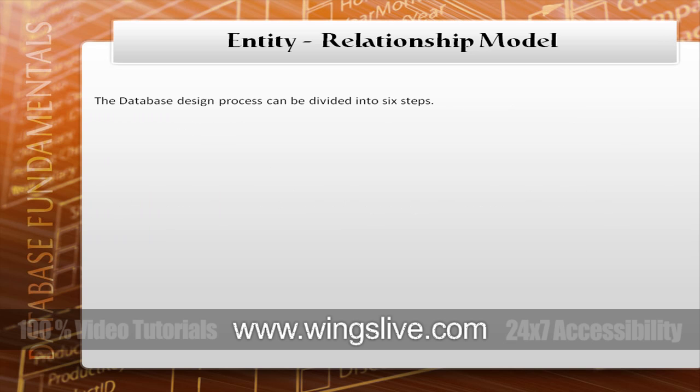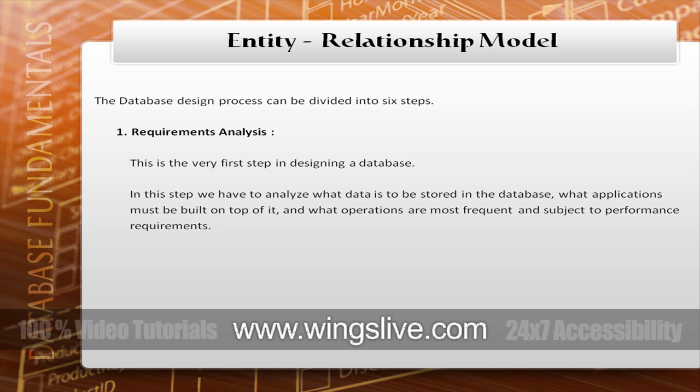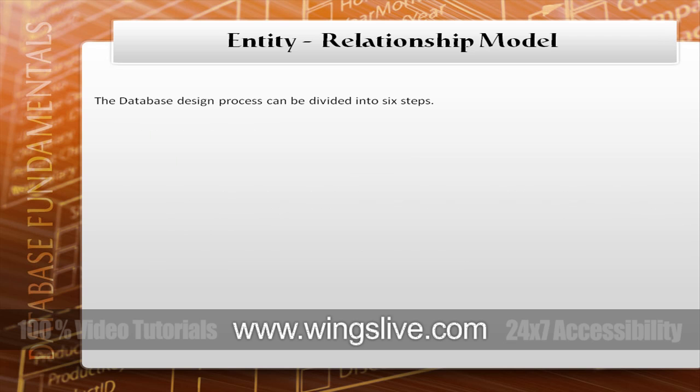Now generally, the database design process can be divided into 6 steps, and they are: 1. Requirement analysis. This is the very first step in designing a database. In this step, we have to analyze what data is to be stored in the database, what applications must be built on top of it, and what operations are most frequent and subject to performance requirements. In other words, we must find out what the users want from the database.